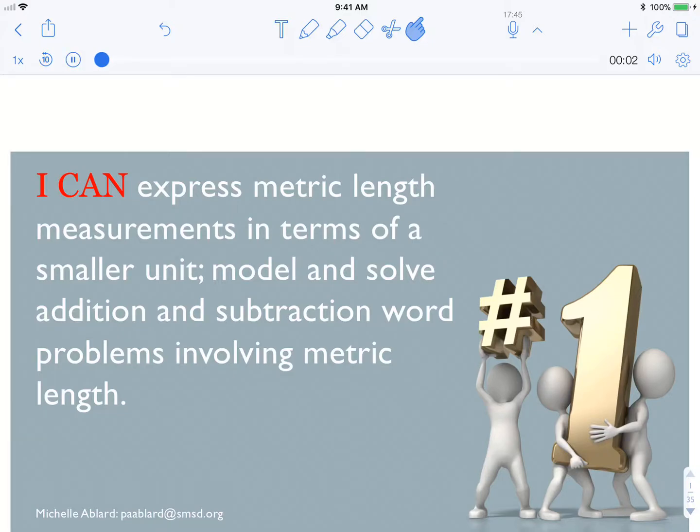I can express metric length measurements in terms of a smaller unit, model, and solve addition and subtraction word problems involving metric length.